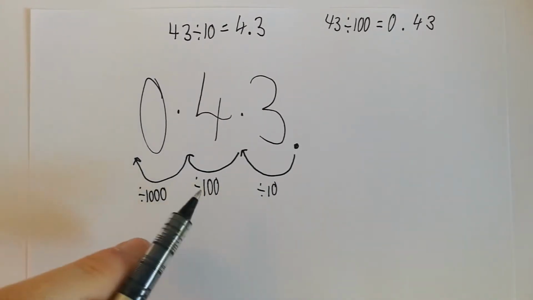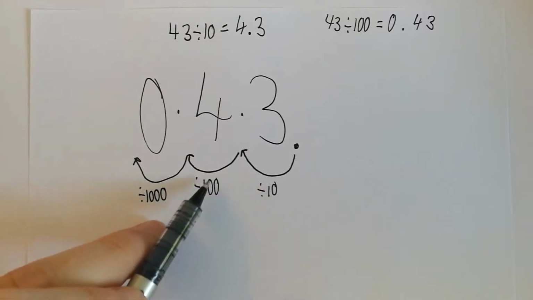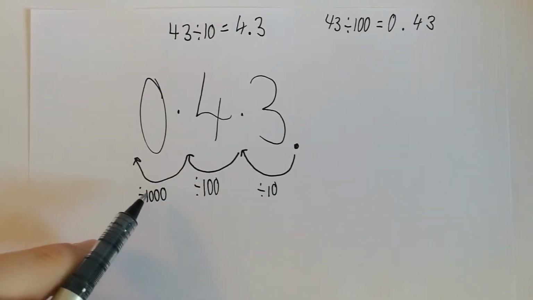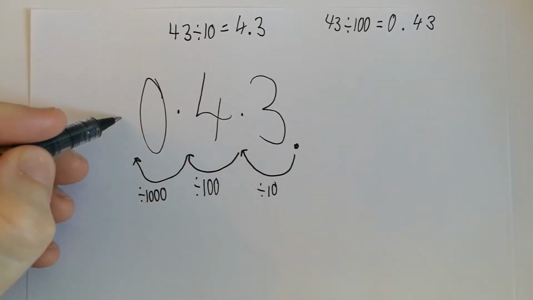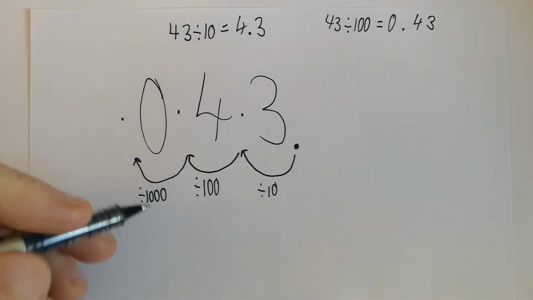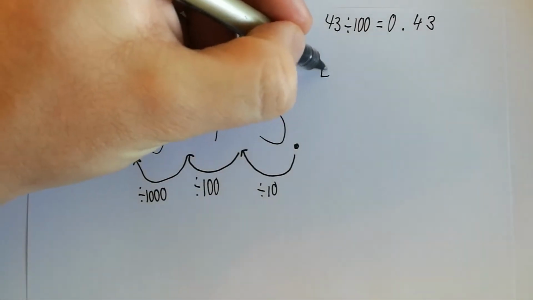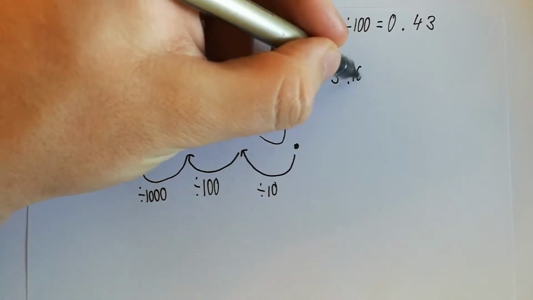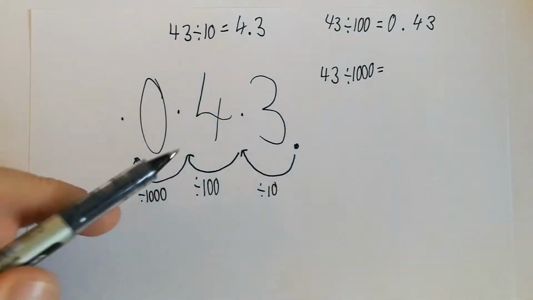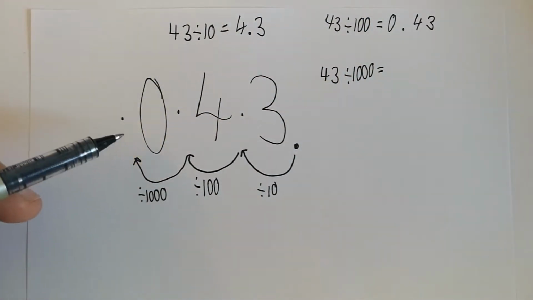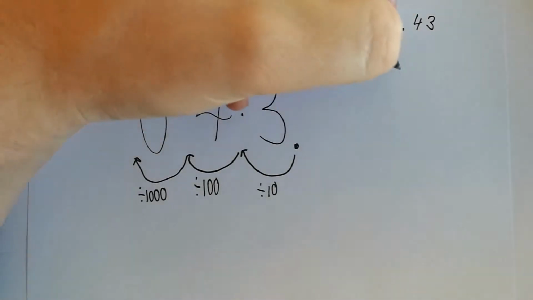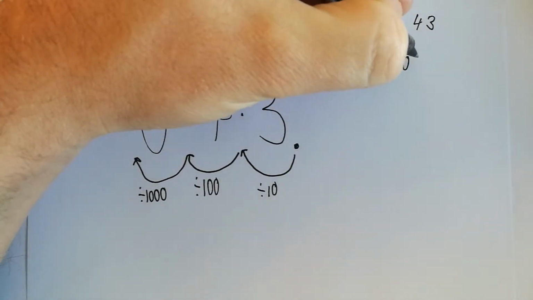And the number of zeros, so 1 zero there, 2 zeros there, 3 zeros there, defines how many times we move our decimal point. So, I'm going to do it here. So 43 divided by 1,000. Well, 1, 2, 3 would be 0.043.